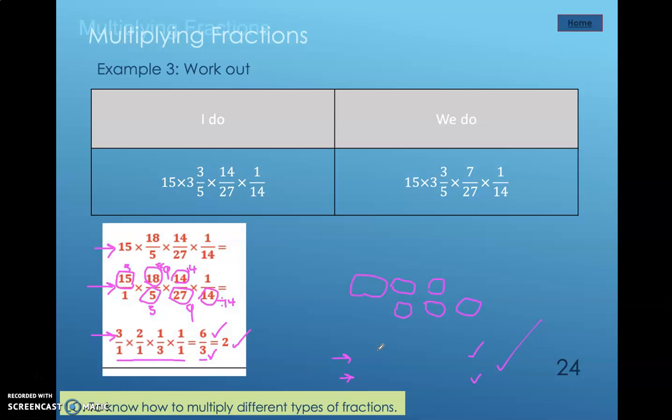So now, here again, we're just even further practicing that skill. So we know that our 15 and 5 are both divisible by 5. Our 18 and 27 are both divisible by 9, and our 14 and 14 are both divisible by 14. So because we're dividing something on the top and the bottom by 14, something on the top and the bottom by 9, and something on the top and the bottom by 5, we're maintaining the answer. So if we times the numerators together, we get 6. Times the denominators together, we get 3. So 6 divided by 3 gives us 2. You can pause the video now and give the you do a go.